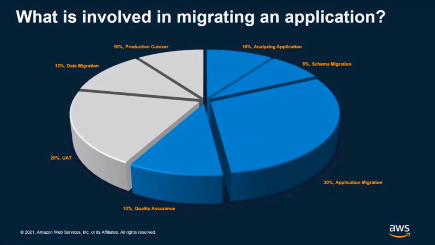After this is done, all the refactoring work is done, and then comes the part of moving the workload into production. There are two parts: one is the actual data migration itself, and then the production cutover.